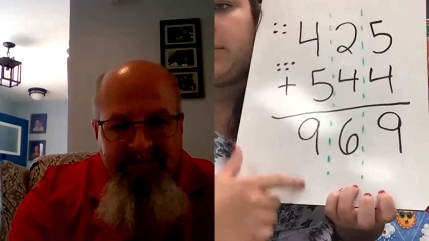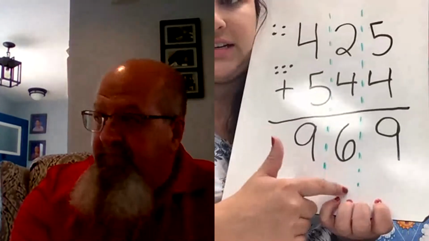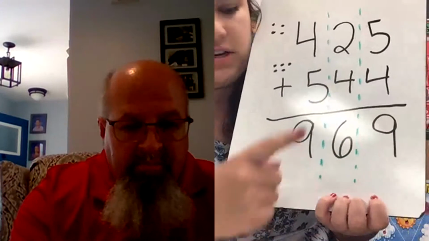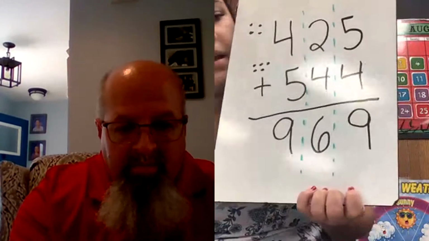So we have 9, 6, 9. 9 is in our 100 spot, so that means we have 900. 6 is in that 10 spot, which means we have 60. And we have 9 in that 1 spot, which would just be 9. So 969. 969 would be the name of that number.